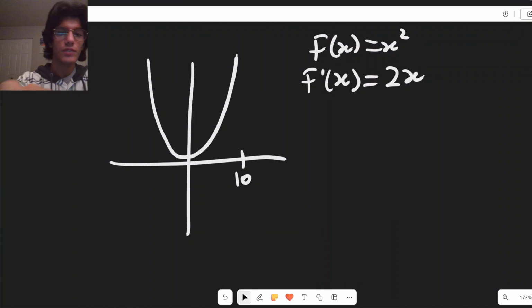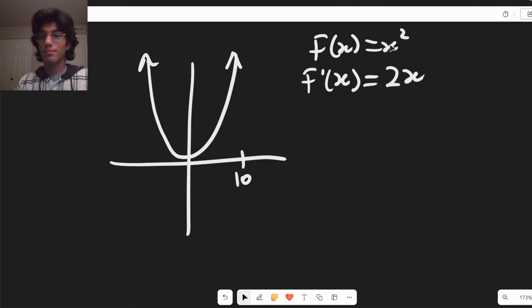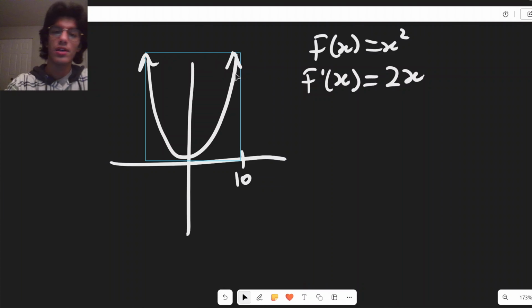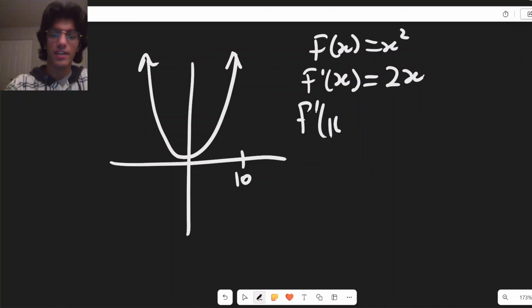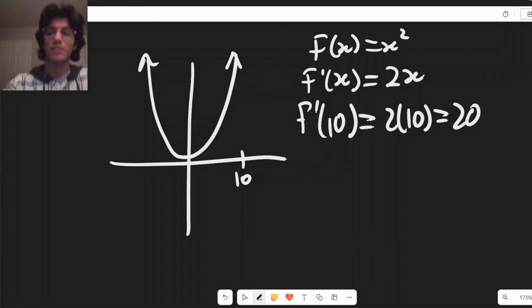So it's just a simple plug and chug where we do not put it into the original function, we put it into the derivative function. If we put it into the original function, then we're just getting an output, a y value, which is on this. We don't want that. We want to know the rate of change at x equals 10. So f prime of 10 equals 2 times 10, which equals 20.